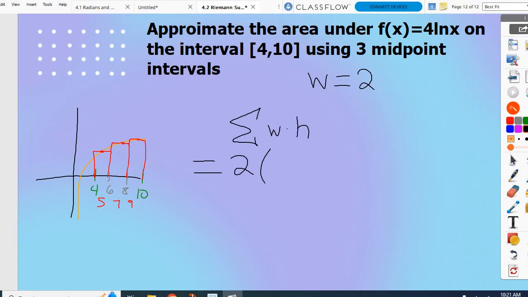So this time for my height, for my first interval, we would be using 5. So what is our height there when we plug in 5? 4 natural log of 5. Plus, we're using 7 for our second one. So we'd have 4 natural log of 7. And then for our last one, we would have 4 natural log of 9. And we're going to go ahead and leave it like that.